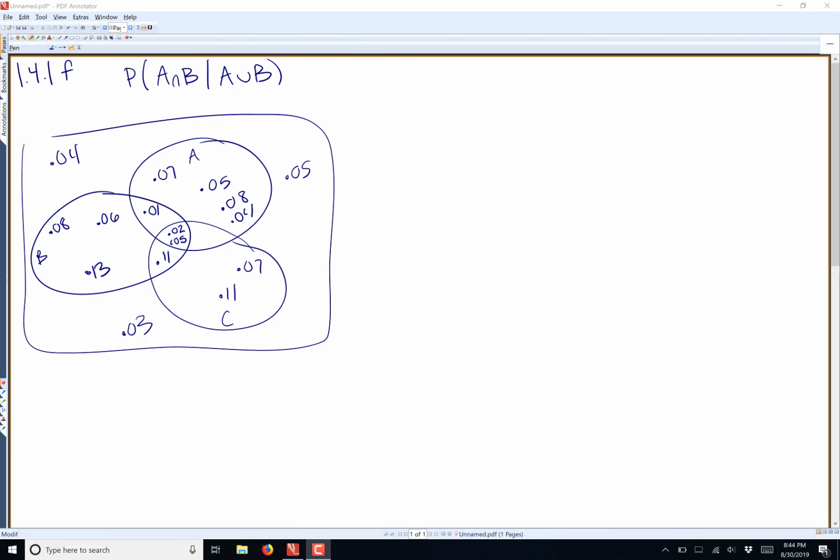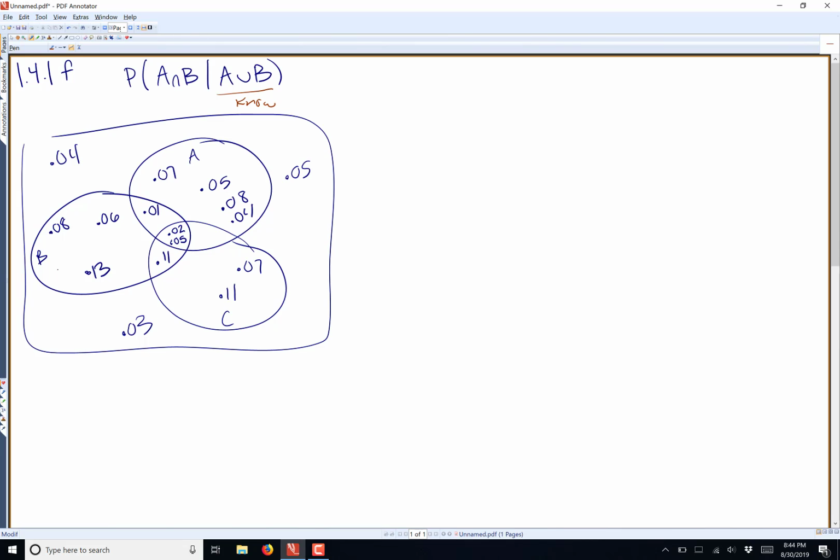So this is 1.4.1f. We have this nice diagram, some probabilities, and we're supposed to find the probability of A and B if you already know that it's either A or B. So there's two different ways you can think about doing this. First we'll use some logic in this picture. It's saying if you know that you're in A or B.